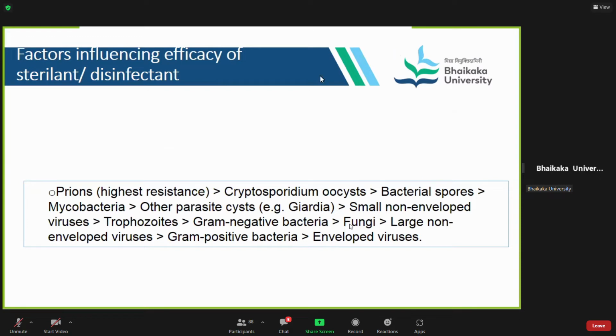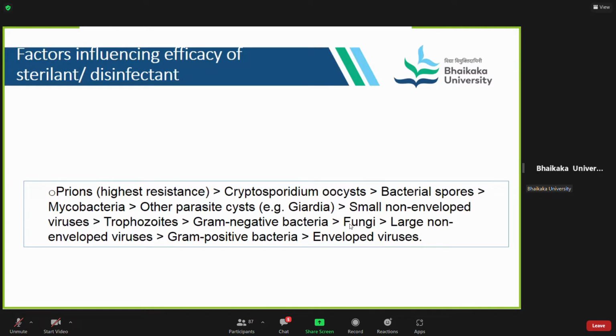So if you know that I have treated a patient of prions, some CNS surgery has been done in a case of suspected disease, where you are suspecting presence of prions, then that particular instrument is going to be the first to make it sterile. Because prions demonstrate the highest resistance to killing.